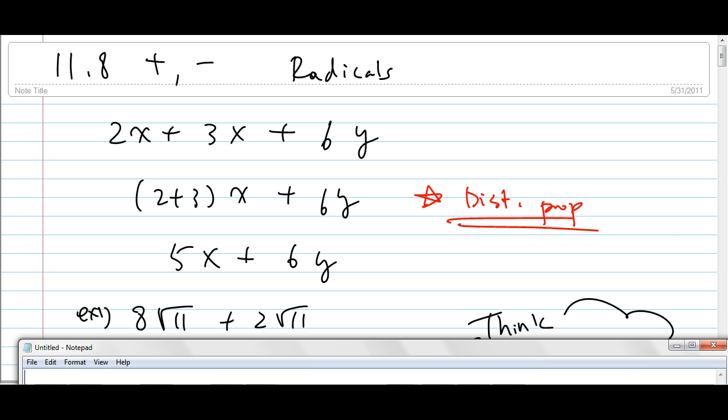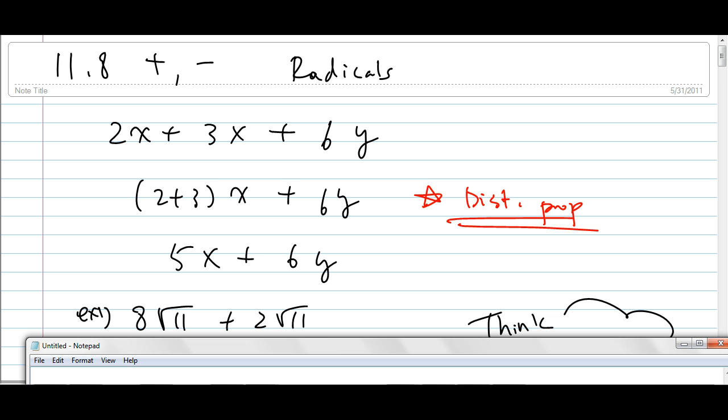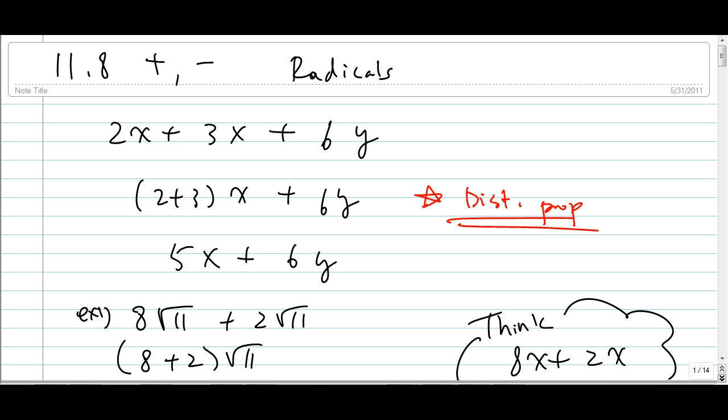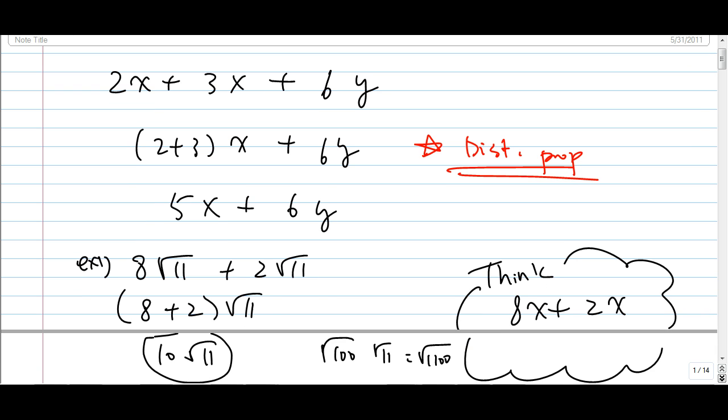So now what if I give you something like this? Instead of x's, I now have square roots. I've got 8 rad 11 plus 2 rad 11. Knowing what we just learned, how do we simplify this? You add the numbers. You add the 8 and 2 times rad 11, because we're again using what property? Distributive property. If you don't want to get it wrong, write this work, because it's really the same thing as thinking about it as 8x plus 2x, isn't that right?